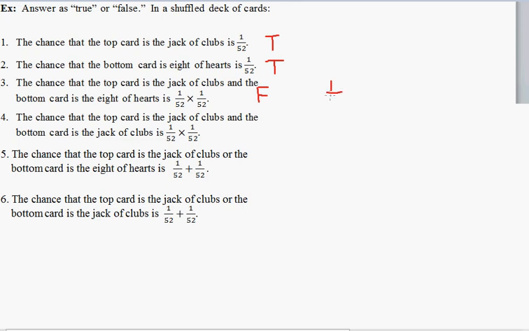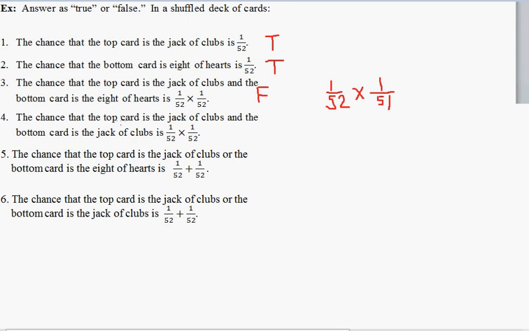So this one is 1 over 52, the chance that the top card is the Jack of Clubs, times the probability that the bottom card is the 8 of Hearts, given that the top card is the Jack of Clubs. So if I know the top card is a Jack of Clubs, there's only 51 possibilities, and there's only one that's favorable for the bottom to be the 8 of Hearts.